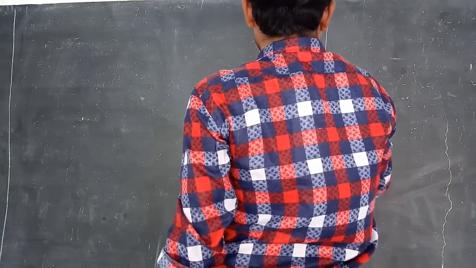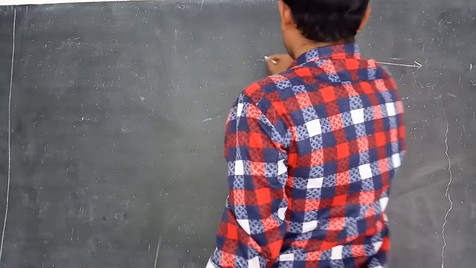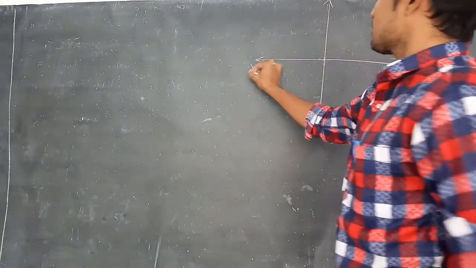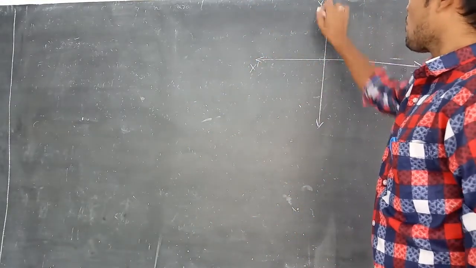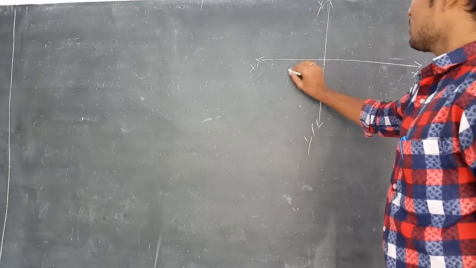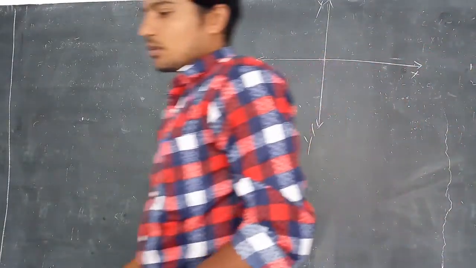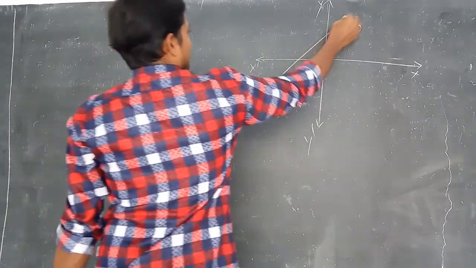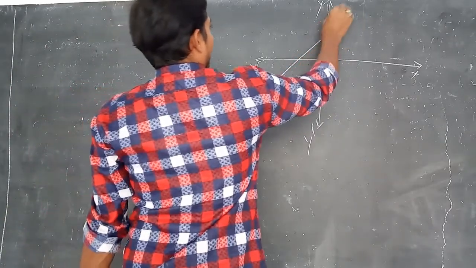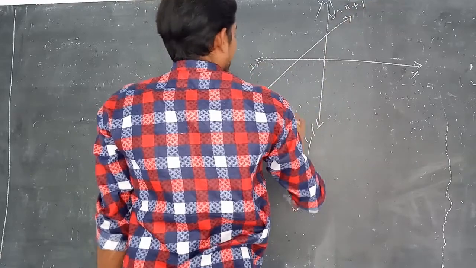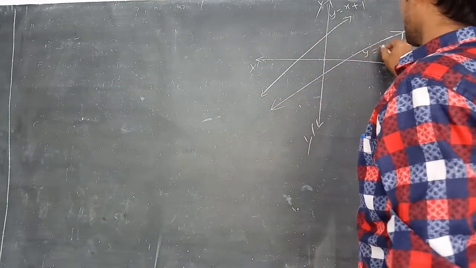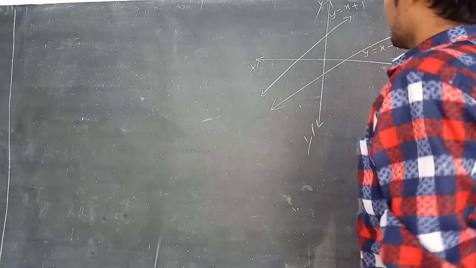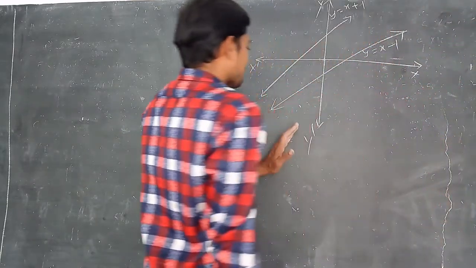Suppose y-axis, x-axis, y-axis. A line which is two parallel lines. Suppose this is a line y equal to x plus 1, and one more line y equal to x minus 1.